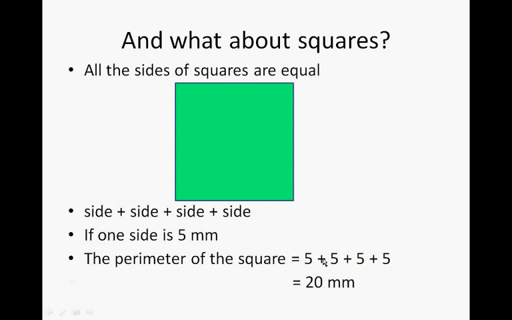Sorry, let's quickly do this. It can also be 4 times 5. In other words, if you have the perimeter of a square, it's easy to calculate the length of one of the sides because you just say perimeter divided by 4.